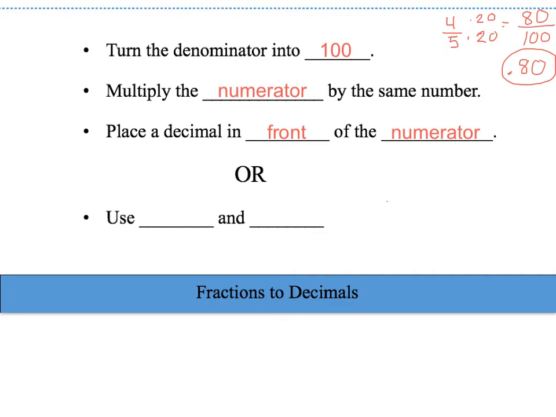If you cannot use that method because you can't make your denominator into 100, then the next method that you would use is the in-and-out method. And this method will always work.